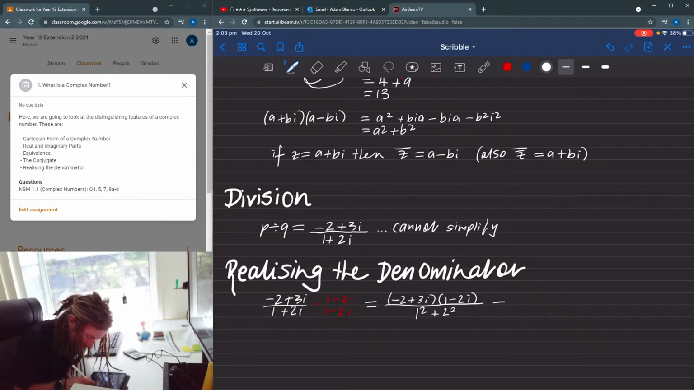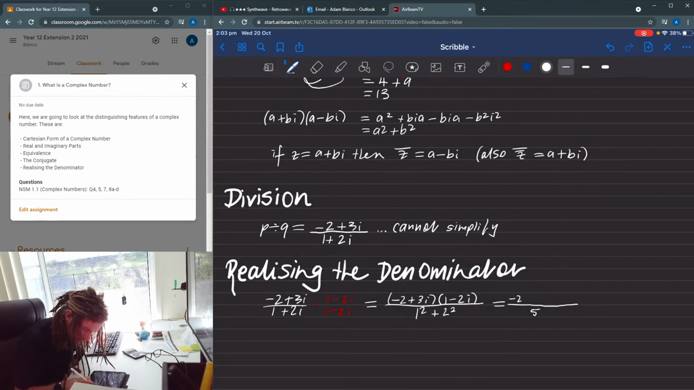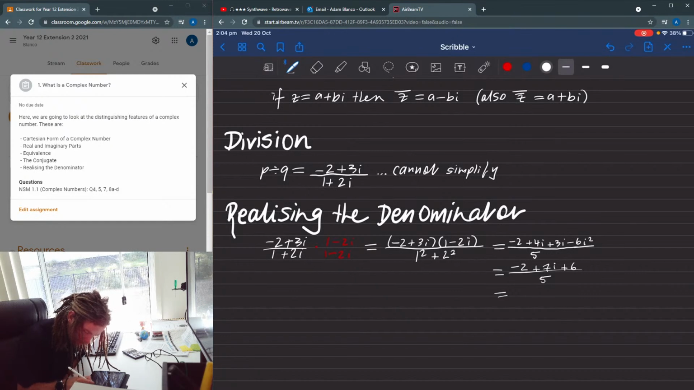All right, so on the bottom here, I've got 5. And on the top here, I'm going to have minus 2 plus 4i plus 3i minus 6i squared. Okay, then that's going to give me, what have I got? I've got minus 2 plus 7i plus 6 on 5. That's going to be 4 plus 7i on 5.